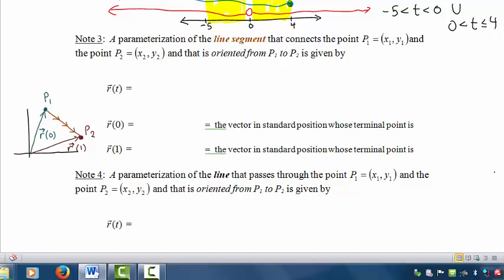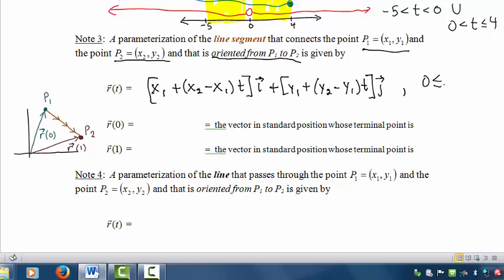Let's look at note 3 about the parametrization of a line segment. First of all, you have to know the orientation, and if P1 is given by these coordinates and P2 by these coordinates, and you want an orientation of that line segment from P1 to P2, it's done in the following way. We need the restricted domain 0 less than or equal to t less than or equal to 1 to parameterize the line segment and the line segment only.